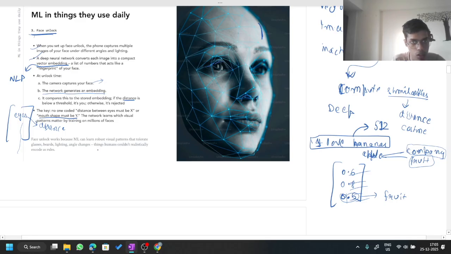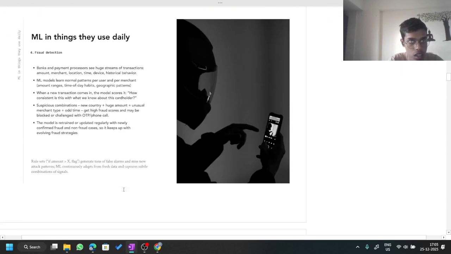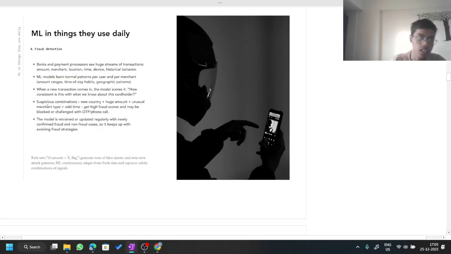As you can see, humans couldn't realistically encode these things as rules, and ML can really learn these visual patterns in a more robust manner. Again, one of the common things where ML is used daily is fraud detection. Many of the banks and payment processors, like in our country NPCI and Razorpay, are using sophisticated ML models to detect frauds.